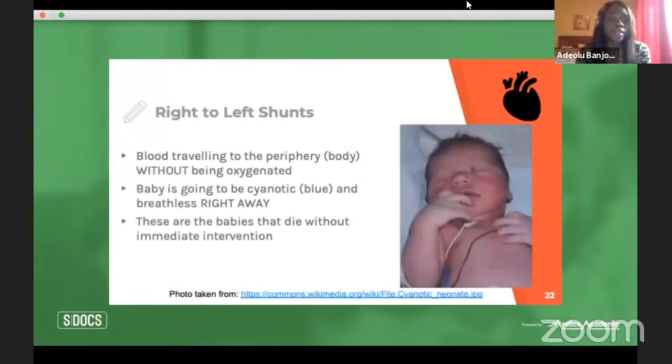So what is a right to left shunt? A right to left shunt is basically when you have blood flowing across a defect from the right side of the heart to the left side of the heart. Because it's flowing from the right side to the left side, it's not being oxygenated. It's not going through the lungs, through the pulmonary arteries to get oxygen. So you basically have deoxygenated blood flowing to the periphery or to the body. And this is what will cause a cyanotic or blue baby that from birth will be blue and will be breathless right away. So this is much more of a medical emergency than a left to right shunt, and these are the babies that will die without immediate intervention.